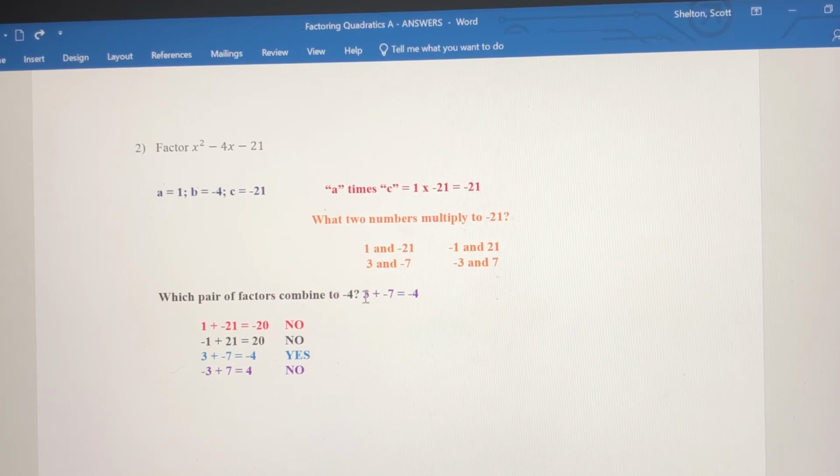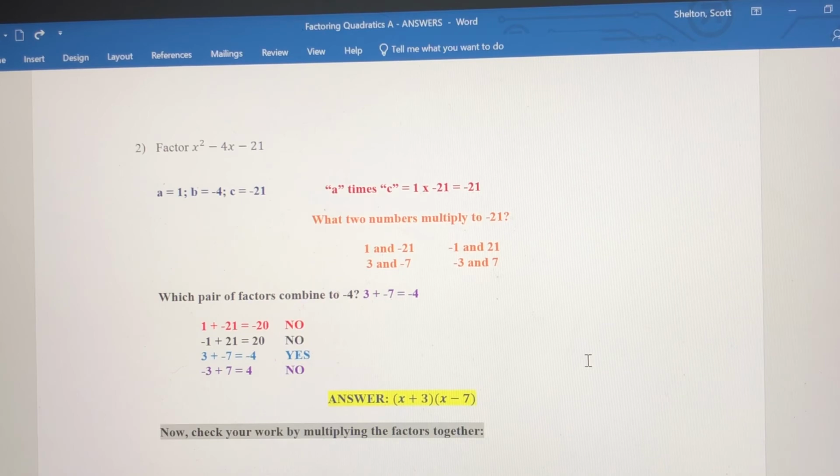Once I get these values, I'm pretty much done. I just have to write out my answer. If the leading coefficient, again, is not 1, then there's going to be an extra step that we have to do. But with quadratic trinomials with a leading coefficient of 1, once I find this pair of factors, I'm pretty much done. So my answer is going to be x plus 3, and then x minus 7. As always, we want to check our work. So we want to multiply these together using the FOIL method or the distributive property, and you can see that it's going to work out.